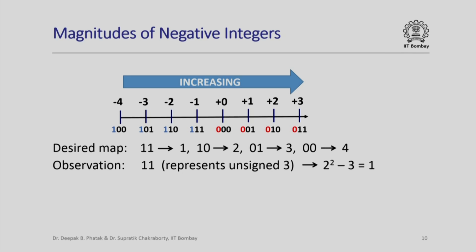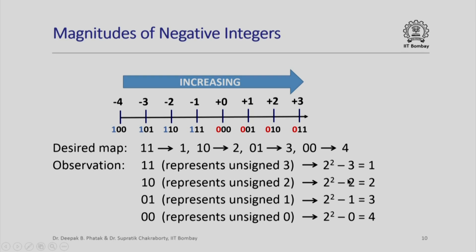Now the first observation we have is that if you look at this 1 1 over here, which is actually coming from here, these are the negative integers and here the magnitude is represented by 1 1. 1 1 as an unsigned integer represents 3, however we want it to represent 1. So this 1, what we want it to represent can be thought of as 4 minus 3. Similarly 1 0 as an unsigned integer represents 2 and we want it to represent the magnitude 2, so it can be thought of as 4 minus 2.